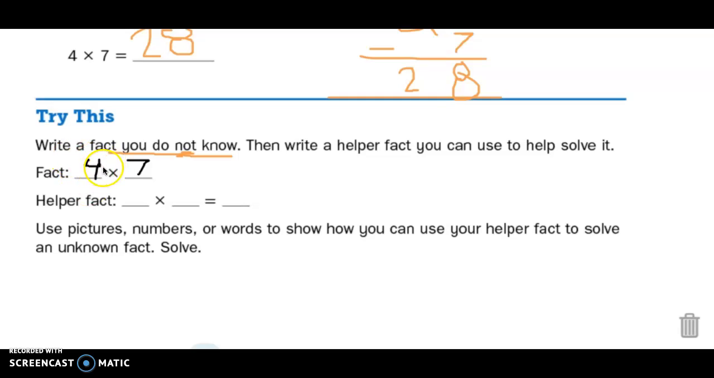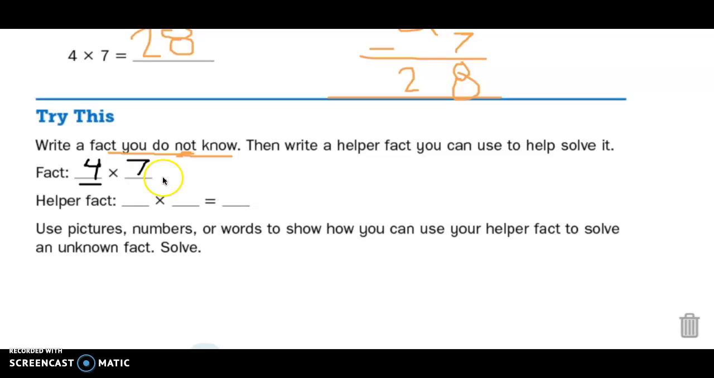I would say, what's 1 less than 4? It's 3. Do I know how to count by 3s really well? Not really. What's 1 more than 4? Oh, it's 5. I know how to count by 5s, so maybe I'll change this one. What's 1 less than 7? It's 6. Do I know how to count by 6s pretty easily?